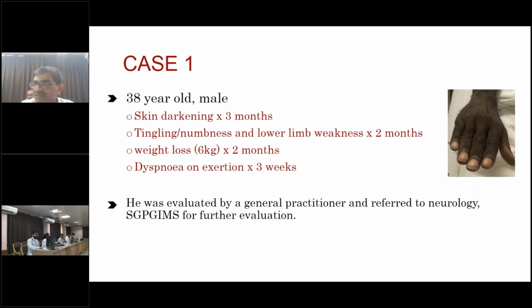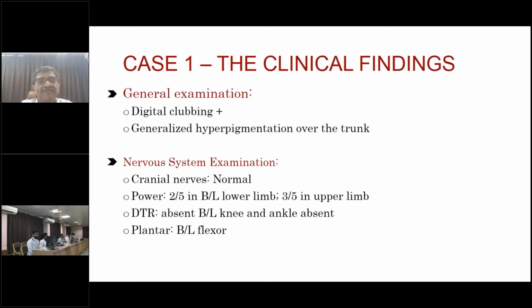As we can see in this clinical image, the patient had some diffuse hyperpigmentation and digital clubbing. On clinical examination by the neurology colleagues, they found digital clubbing as seen in the image and a generalized hyperpigmentation more marked over the trunk. On nervous system examination, they noted the cranial nerves to be normal. The power in the lower limbs was reduced, as well as the upper limbs, being 3/5, and conspicuously bilateral knee and ankle jerks were absent. Plantar responses were both flexor, and the sensory examination was completely within normal limits.